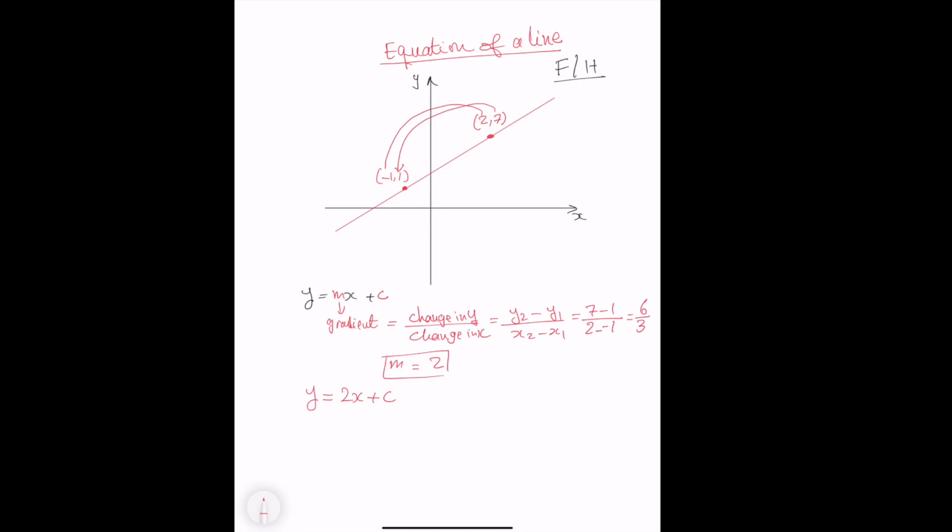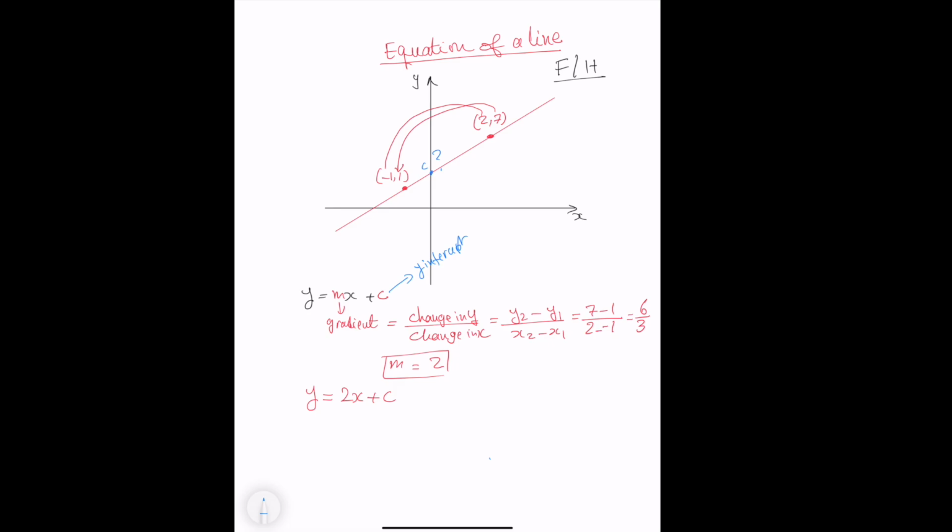But what is the c? C is the y-intercept, which is actually where the line is crossing the y-axis. But it's not given. We don't know it, so we have to find it by doing some substitution.